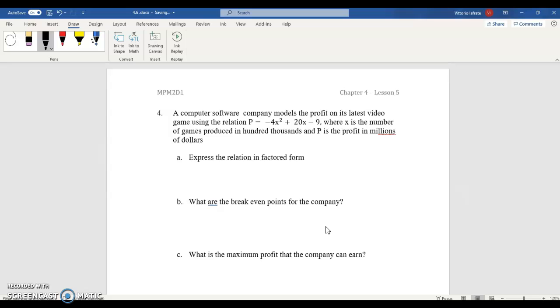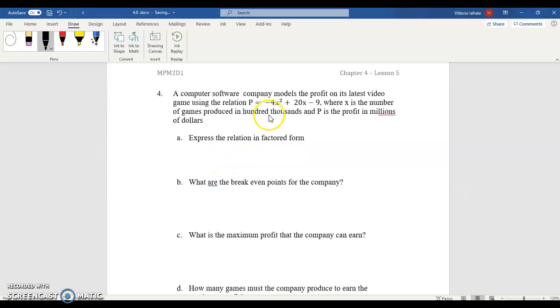So now we're going to go and do question 4. We have a computer software company that models the profit on its latest video game using the relation p is equal to negative 4x squared plus 20x minus 9, where x is the number of games produced in hundreds of thousands, and p is the profit in millions of dollars. So we want to express this standard equation in its factored form.